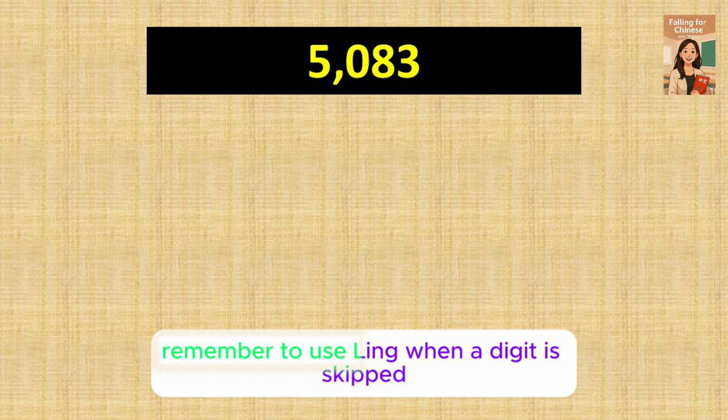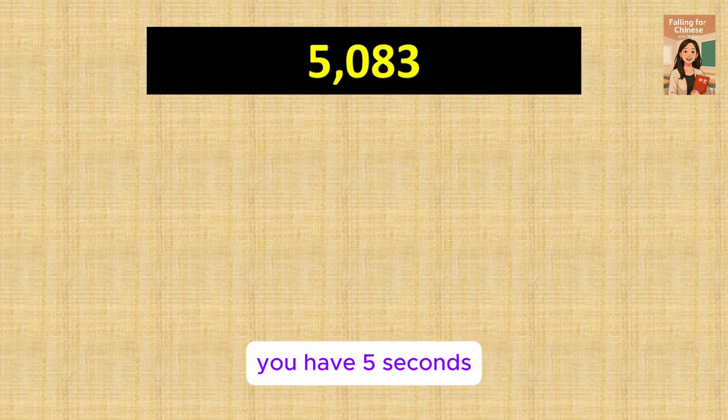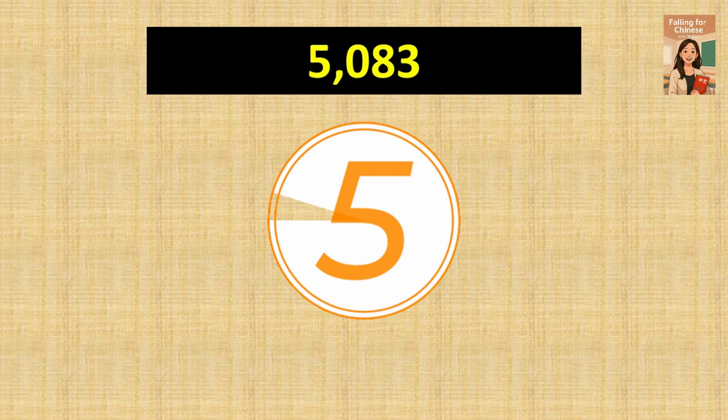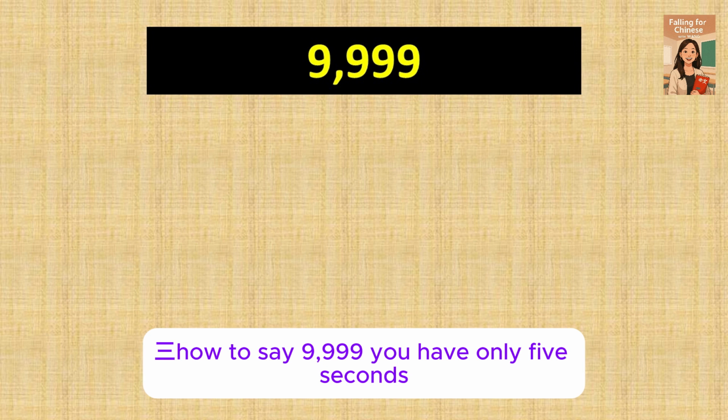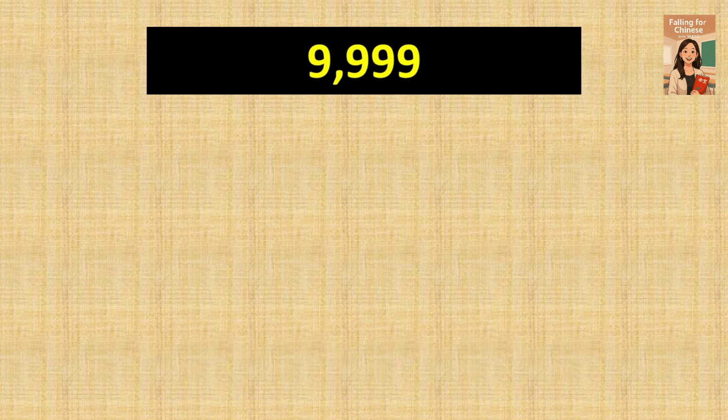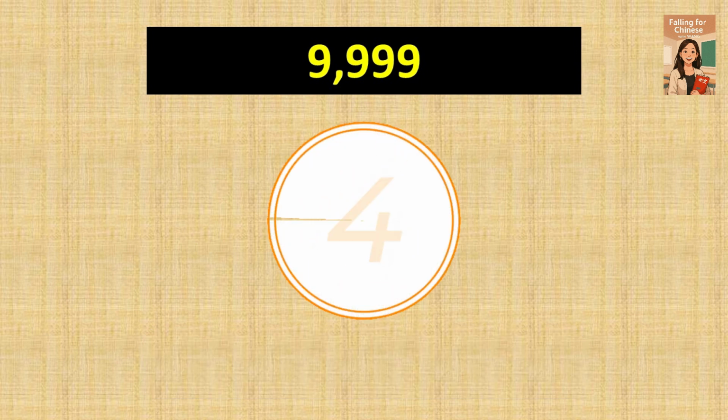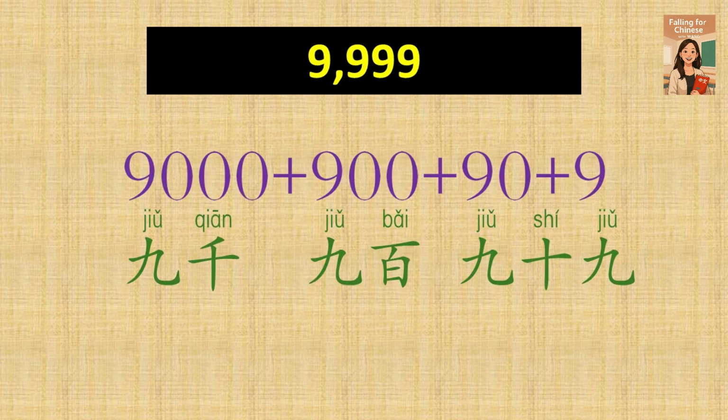How to say 5083? Remember to use 0 when the digit is skipped. You have 5 seconds. It's 五千零八十三. How to say 9,999? You have only 5 seconds. It's 九千九百九十九.